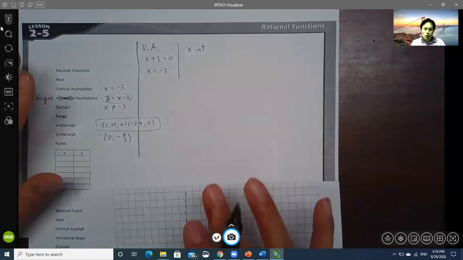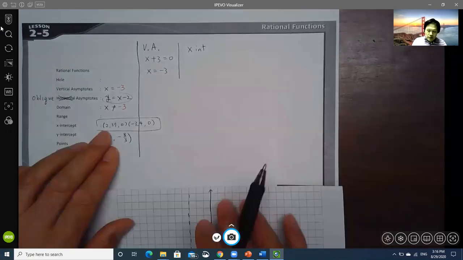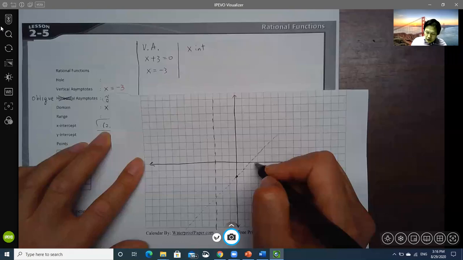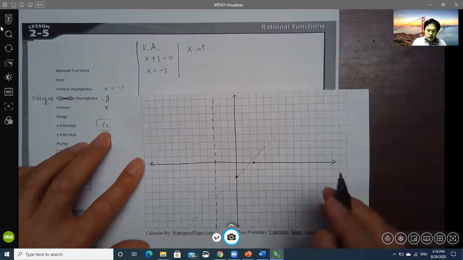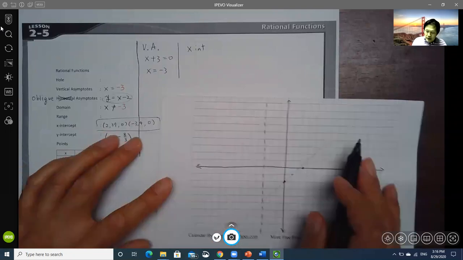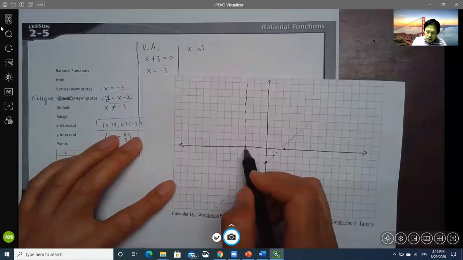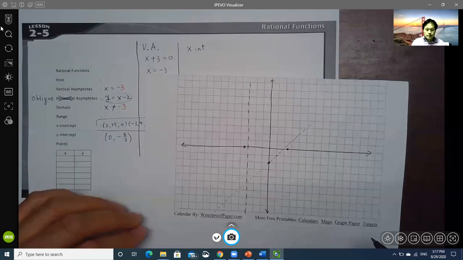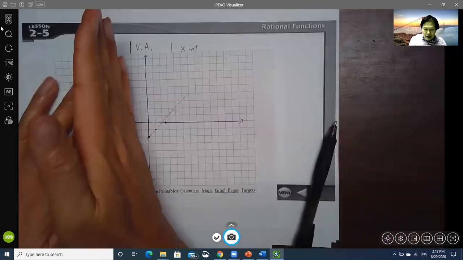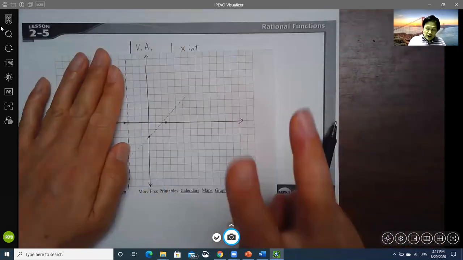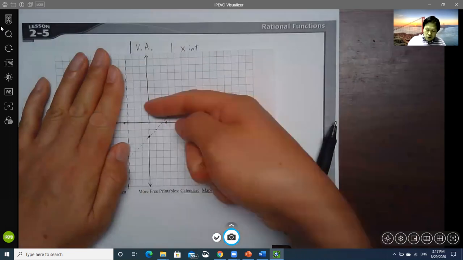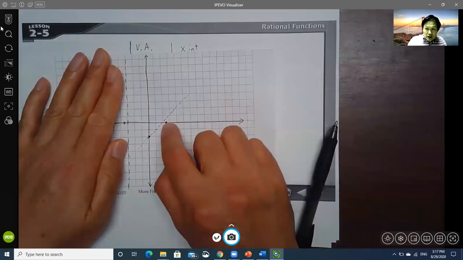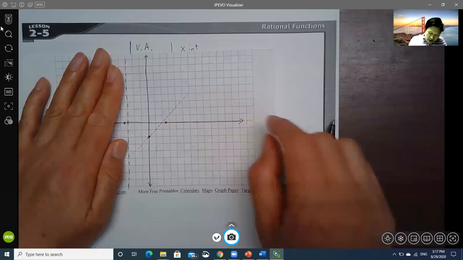Plot all the points you know. We have two x-intercepts: 2.4, 0 right here, and minus 3.4, 0. That is pretty good. Because on the right side of this vertical asymptote, we have two scenarios. You can have a graph like that, or we can have a graph like this. Having one point like this, you already know the shape.